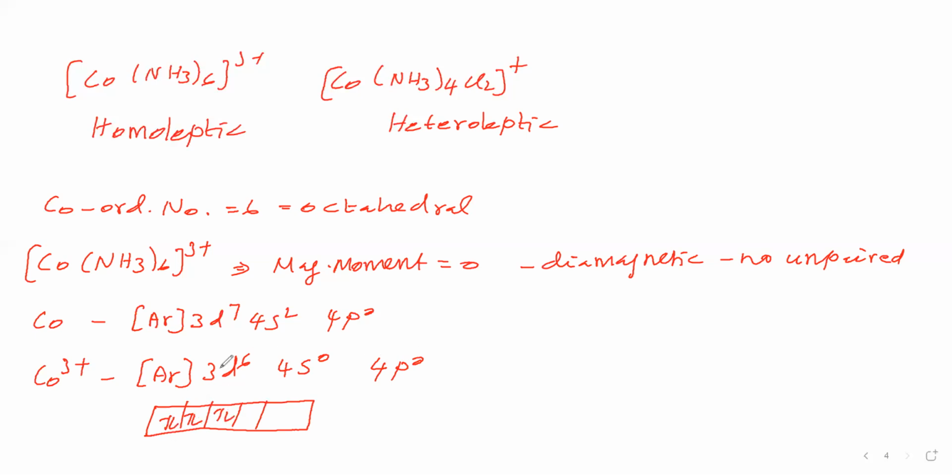Why do we have to fill like this? Because this complex's magnetic moment is 0, so unpaired electrons should not be there. So we have to fill the 3d6 electrons in d orbitals without having any unpaired electrons. Therefore, 6 electrons we have filled like this. We left 2 d orbitals vacant. Then 4s is vacant, 4p is vacant.